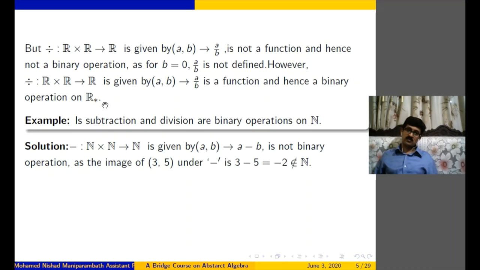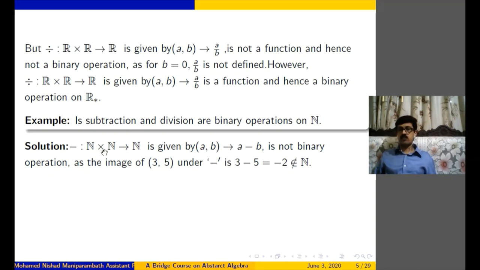Are subtraction and division binary operations on N? That is our next thought. What will happen if subtraction, minus from N cross N to N, is given by minus of (a, b) equal to a minus b? Simply, we can say that it is not a binary operation. Think about the case where b is higher than a. We take the pair 3 for a and 5 for b. 5 is higher than 3. So under minus, the value is 3 minus 5, which is minus 2. It is not a natural number, that is, it does not belong to N. While operating on the two numbers 3 and 5 with subtraction, we get the value minus 2, which does not belong to the natural number set. That is why minus is not a binary operation on N.